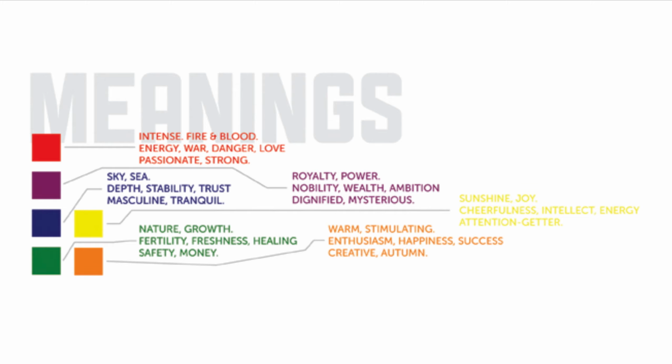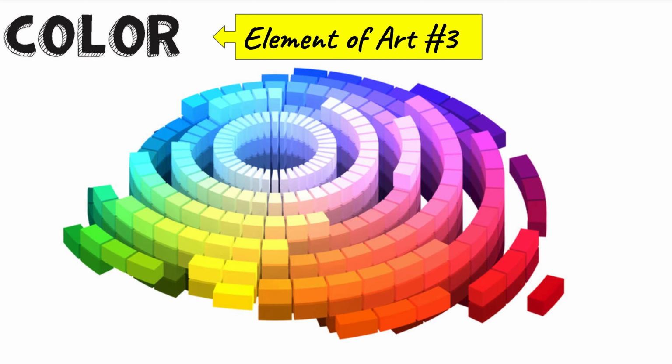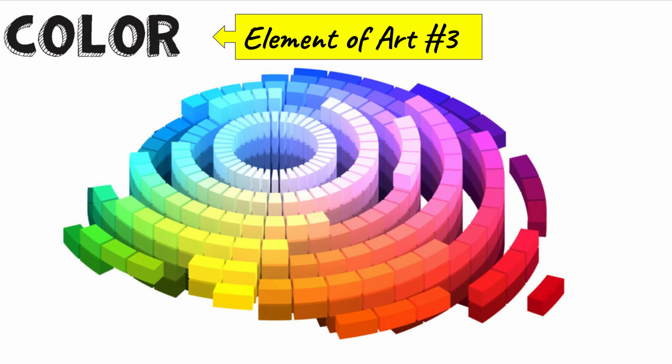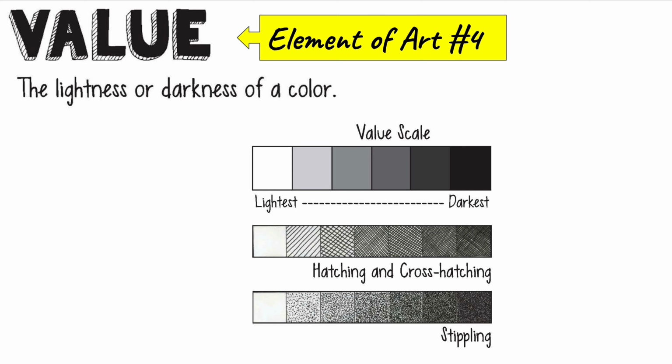The point is that color can have different kinds of meaning, right? Choose your colors wisely because they mean different things. So, element of art number 3, color. It can be very, very powerful in many, many different ways. And the other element of art is value. So color and value, different elements of art.